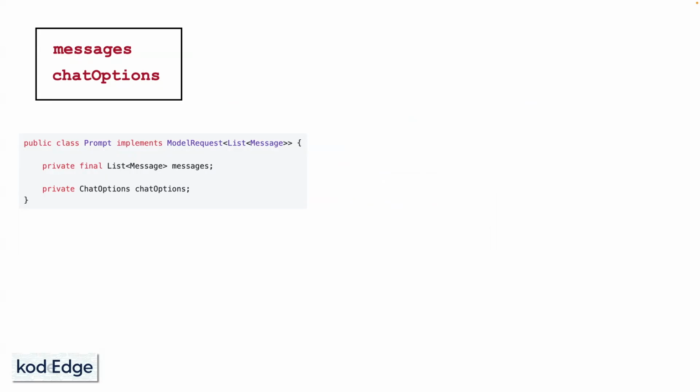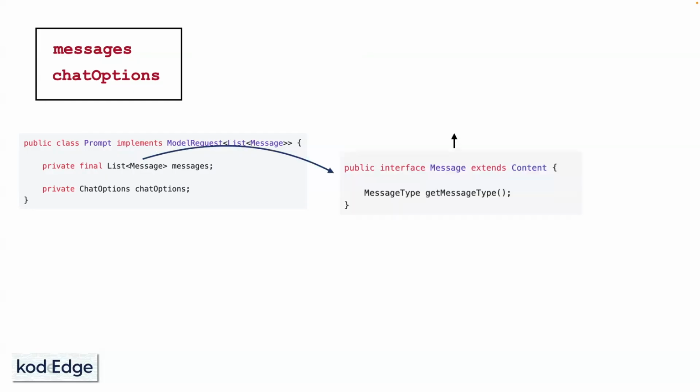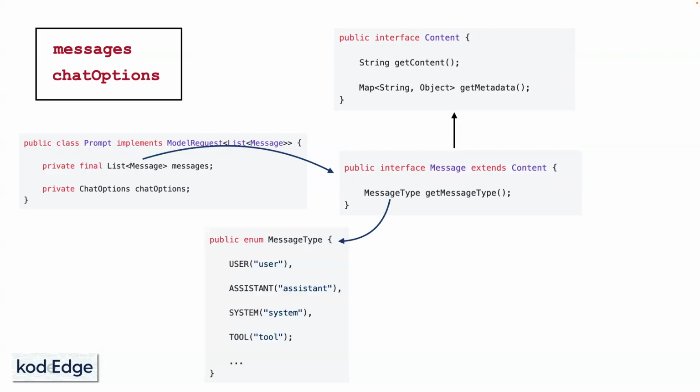Each message inside the prompt implements the Message interface. And the Message interface itself extends the Content interface, which means each message contains not just text but also metadata that describes its purpose and role. And each message is categorized by message type, also known as a role.